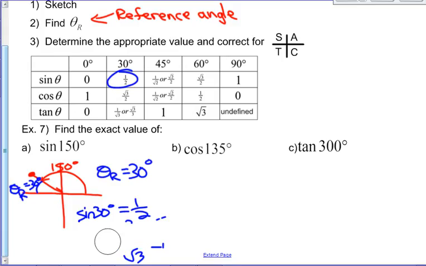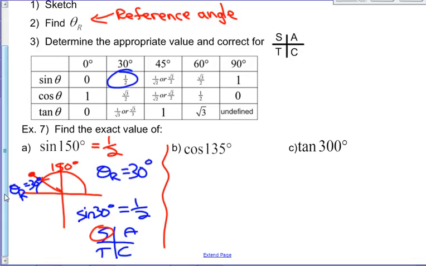The last piece of the puzzle is to make sure that we correct for what quadrant we're in. So A, S, T, C. We're in quadrant 2. Is sine positive there? Yes, it is. So the sine of 150 is positive 1/2.